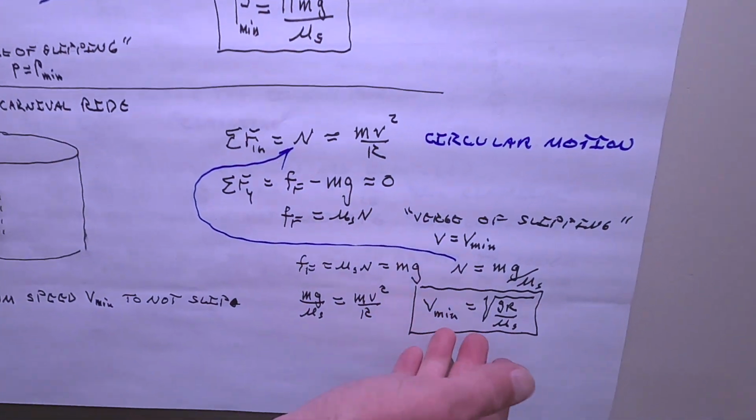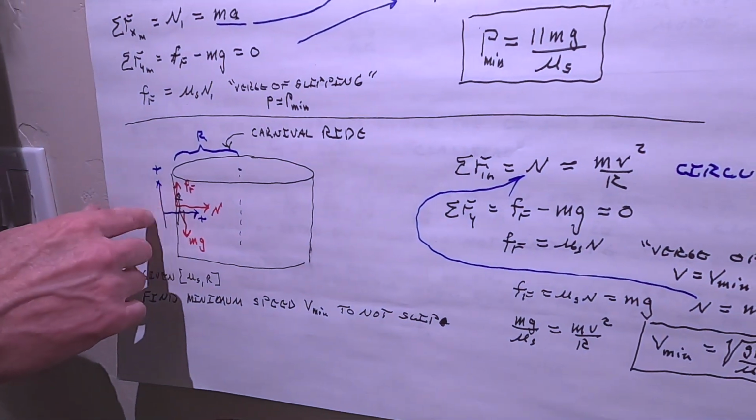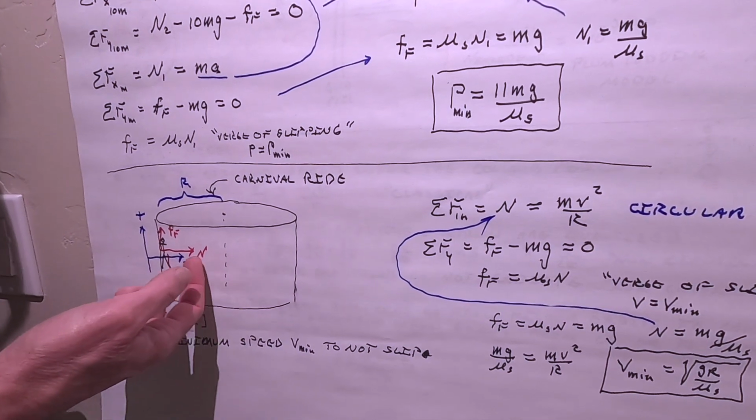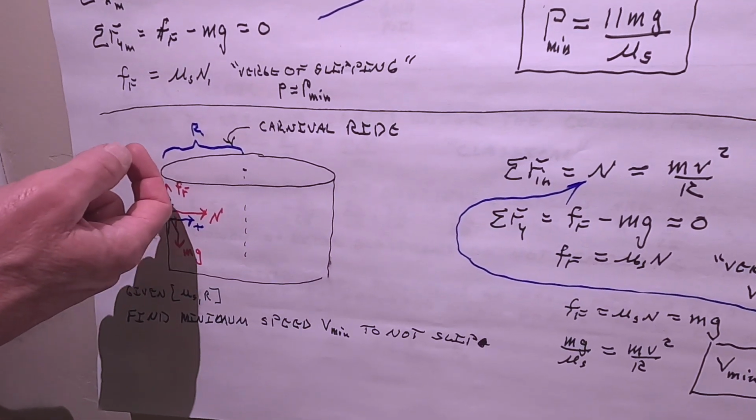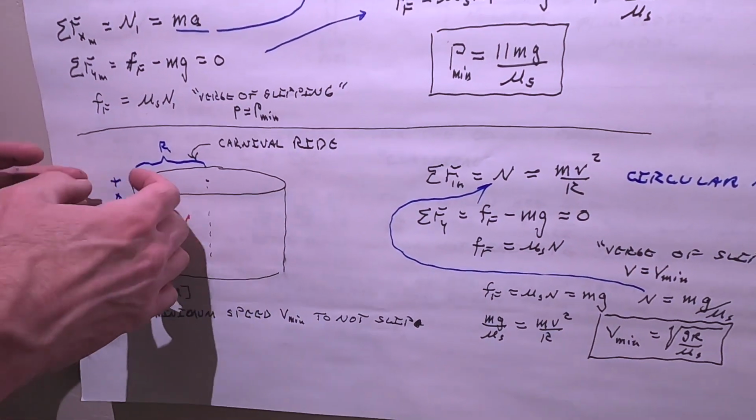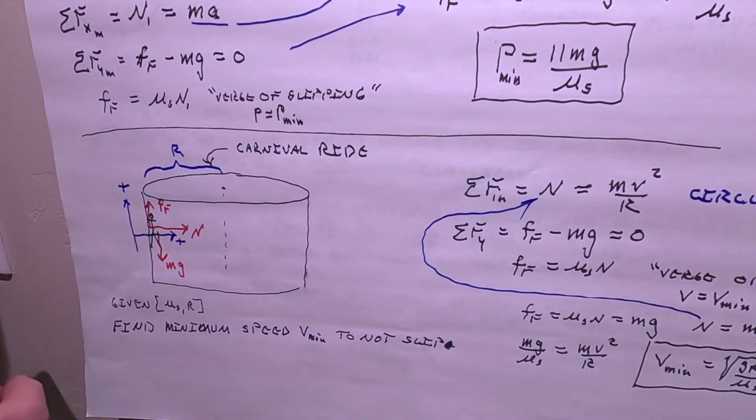Now, you notice it doesn't depend on the mass. The mass drops out, so the mass doesn't matter here, except it might matter later on, because if you had a whole bunch of heavy people on one side of this ride, it would be like the washing machine when it's in the spin cycle. If all the clothes get on one side, then the whole thing starts to shake.